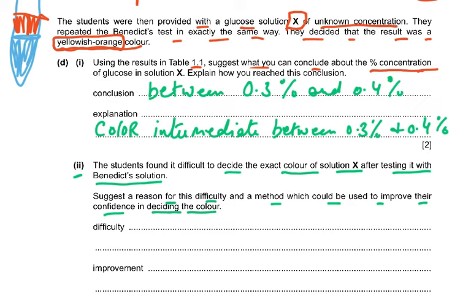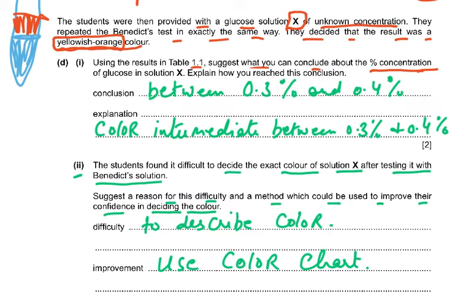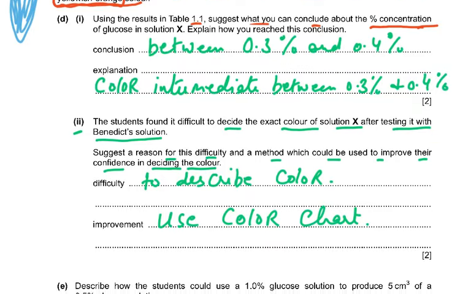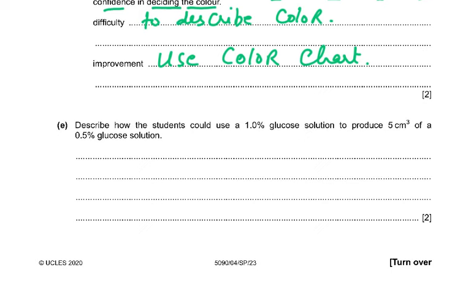So the difficulty is how do you describe it? Is it yellow? Is it orange? Is it yellowish orange? Is it orangish yellow? So it's a little vague. One cannot be really very sure. And the improvement is, of course, a color chart, or you have a bigger color palette so that you can understand what that is. So just wording it: difficulty to describe the color because it would be described differently by different individuals. It's a very subjective thing. And the improvement is that you use a color chart. Okay, now coming to the next part of the question, part E.